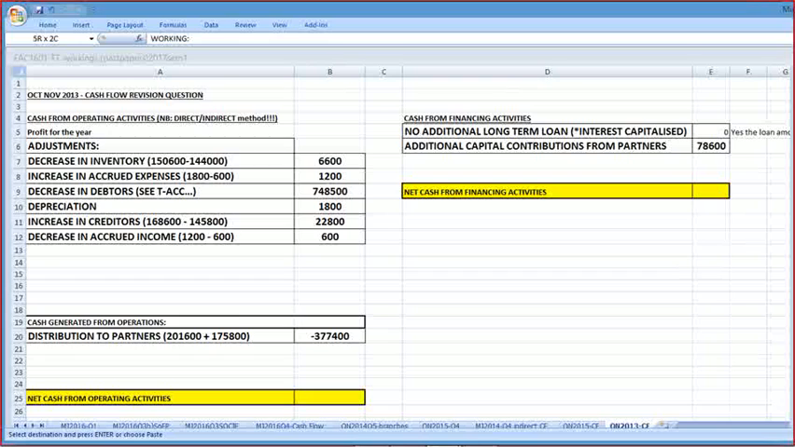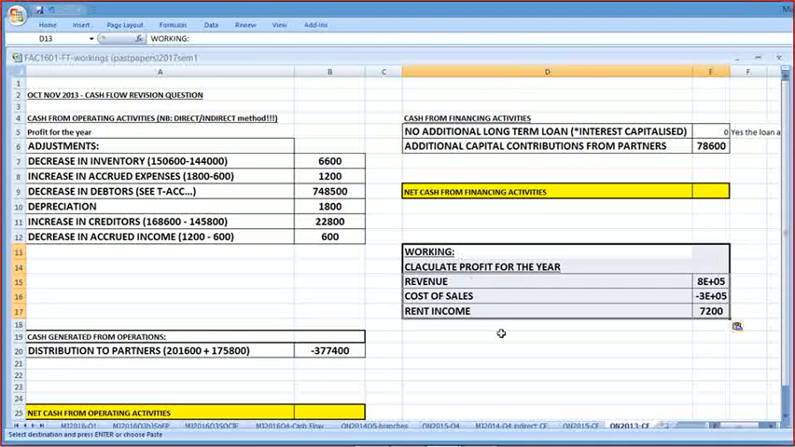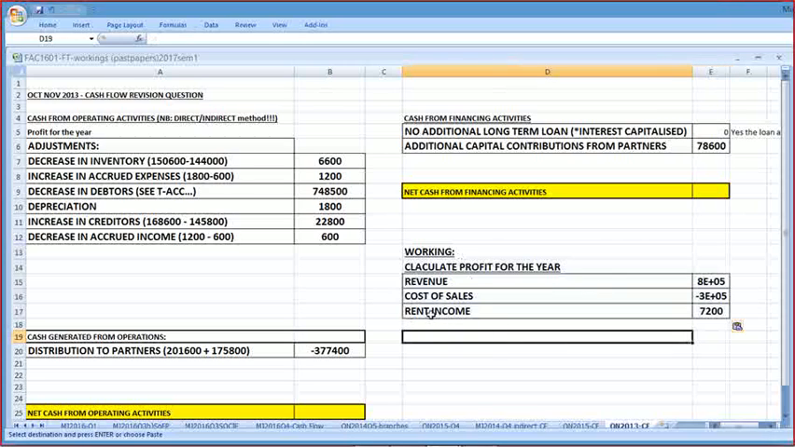Rental income. Do I need it? Yes, you do. What else? Next. Profit on sale of non-current asset, land and buildings. Do I need that? Yeah, but didn't we look at that already? But it's a non-cash item.